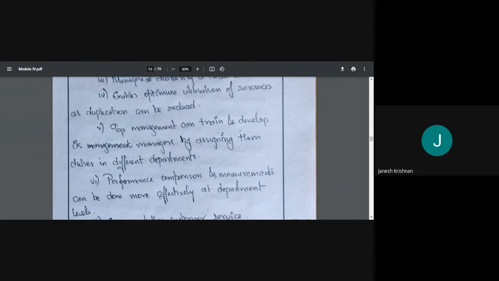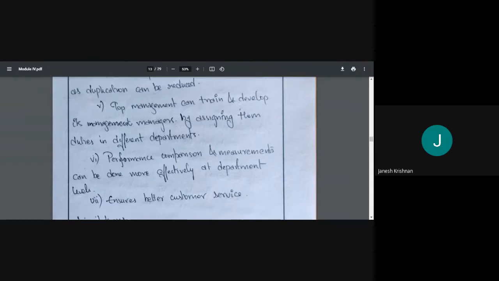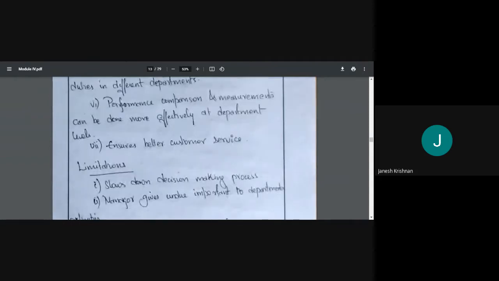Then performance comparison and measurement can be done effectively at department levels, because everyone is performing a similar job, so it can be compared easily. It also ensures better customer service. Customers can be serviced in a good manner.